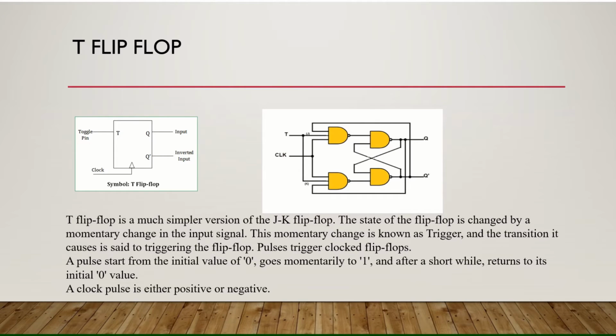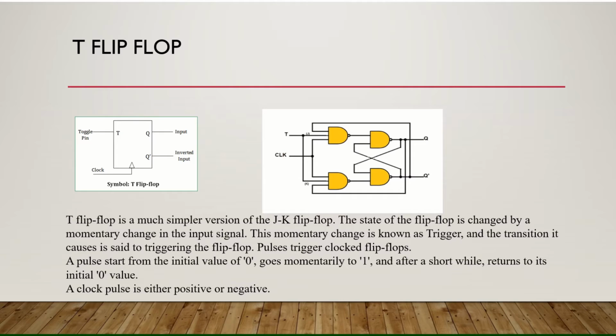Next we are going to see T flip-flop. T flip-flop is a much simpler version of the JK flip-flop. The state of the flip-flop is changed by a momentary change in the input signal. This momentary change is known as trigger and the transition it causes is said to be triggering the flip-flop. Pulses trigger clocked flip-flops.